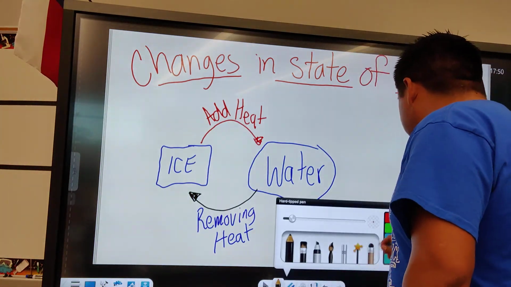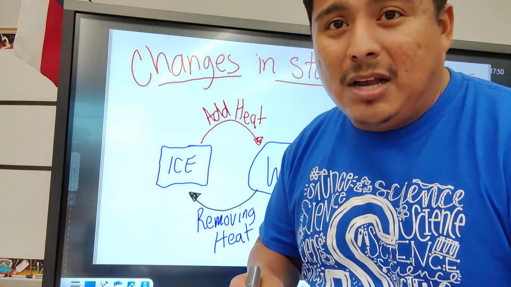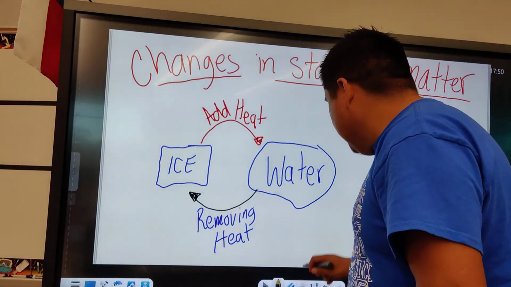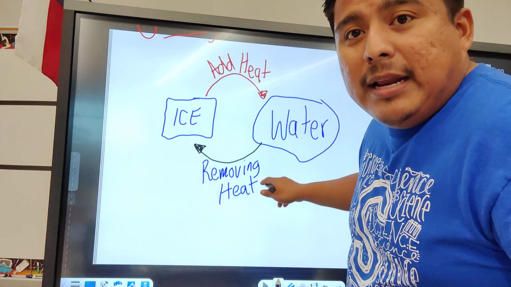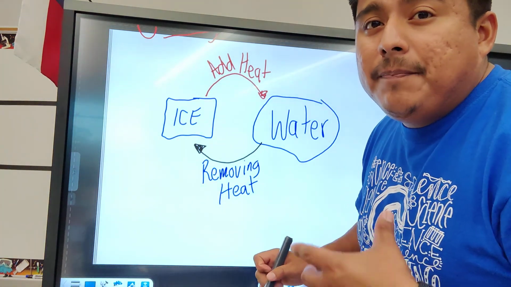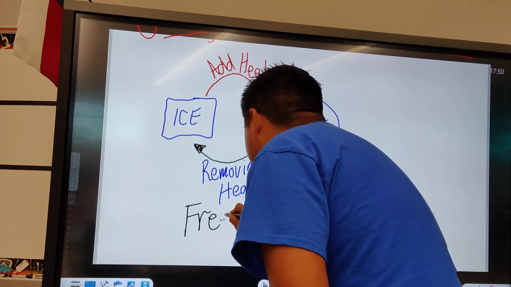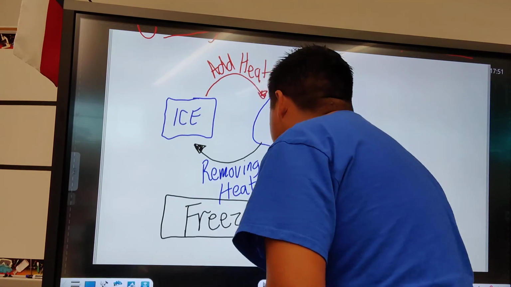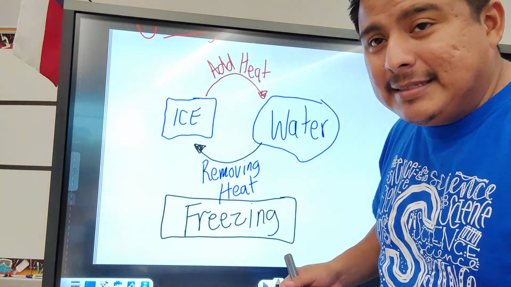So, the process where water turns into a solid. When I remove the heat, what process was that? Okay? Let's go ahead and write this one down right here. So when water turns into ice, it's called freezing, okay? So you freeze water to turn into ice.